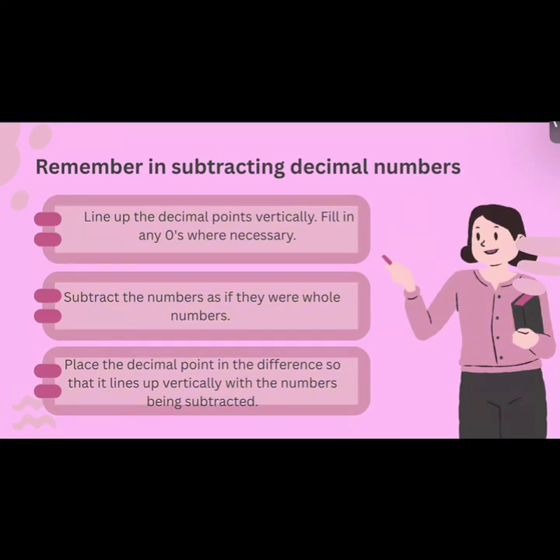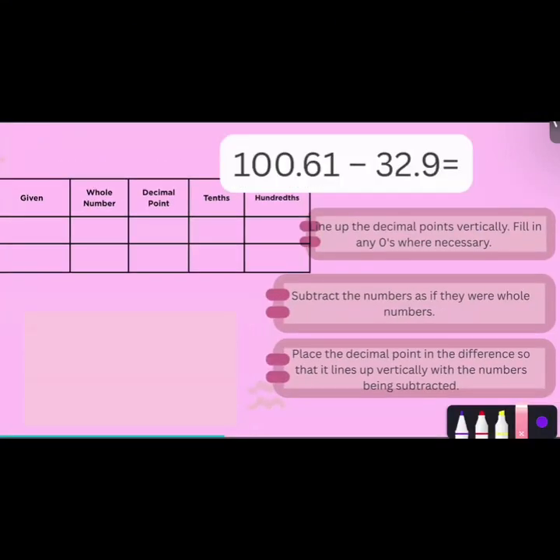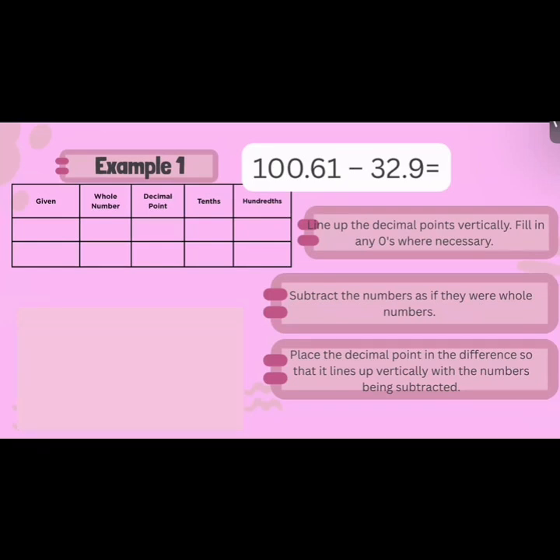So, let's have our example. For our example number 1, we have 161 and 6 tenths minus 32 and 9 tenths. First, let's write the given in our table. For our given, we have 161 and 6 tenths, and the second one is 32 and 9 tenths. Let's write the whole number, which is 161. The decimal point, tenths is 6. So this given is our minuend.